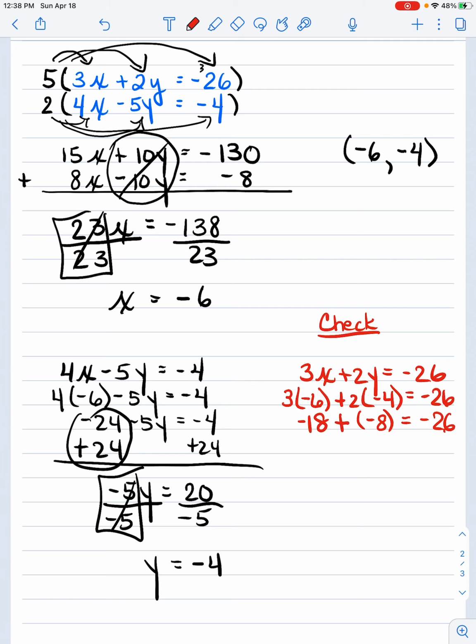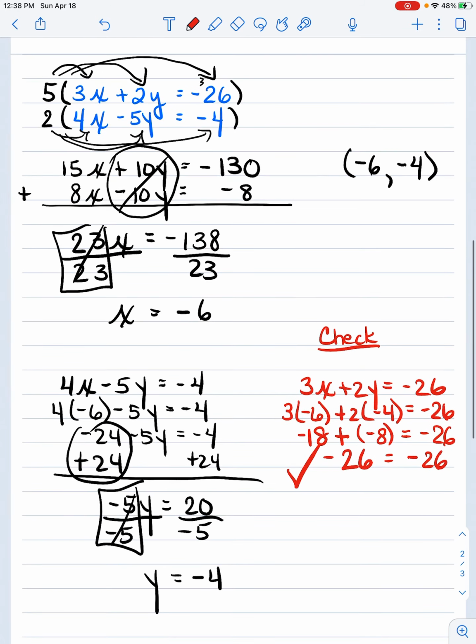And is that negative 26? 8 and 18 is 26. And that is indeed negative 26 equals negative 26. And so we are correct.